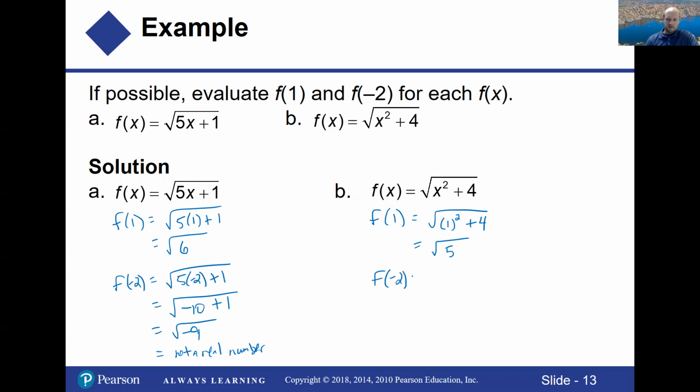And then f of -2, let's plug that in again. You might want to use the parentheses. And the -2 squared is 4, and 4 plus 4 is the square root of 8. We can break this down, and this actually breaks down into 2 square root of 2, but for now, we don't have to worry about this. We just have to know that it's the square root of 8.